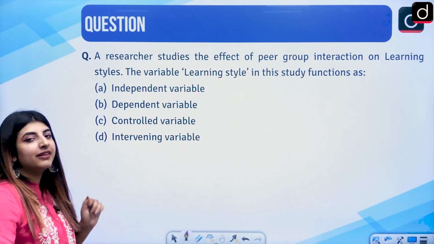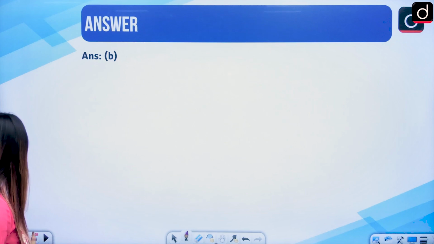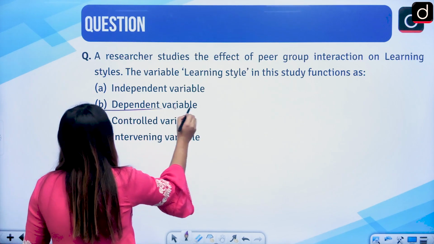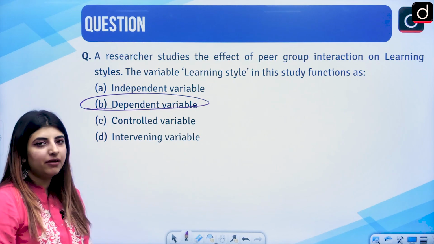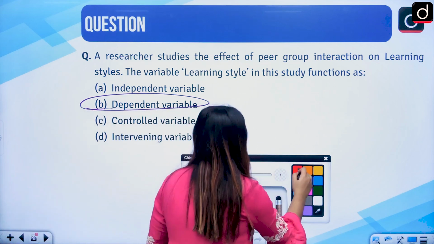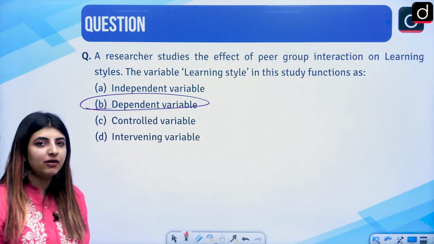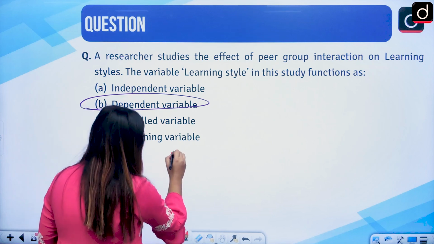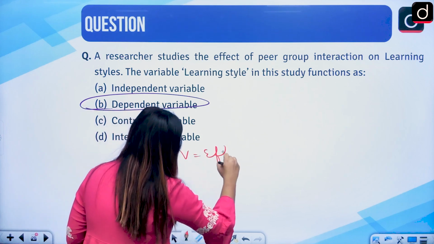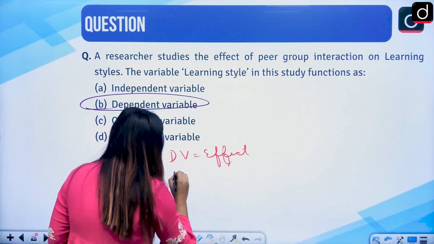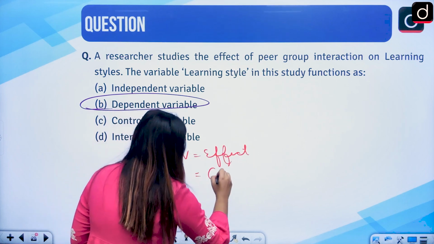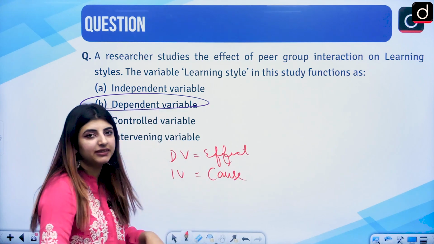The answer to this question is option B. It is the dependent variable. Let us try to identify how and why we are calling it a dependent variable. I already told you that the dependent variable will be the effect, and the independent variable will be the cause, of course.